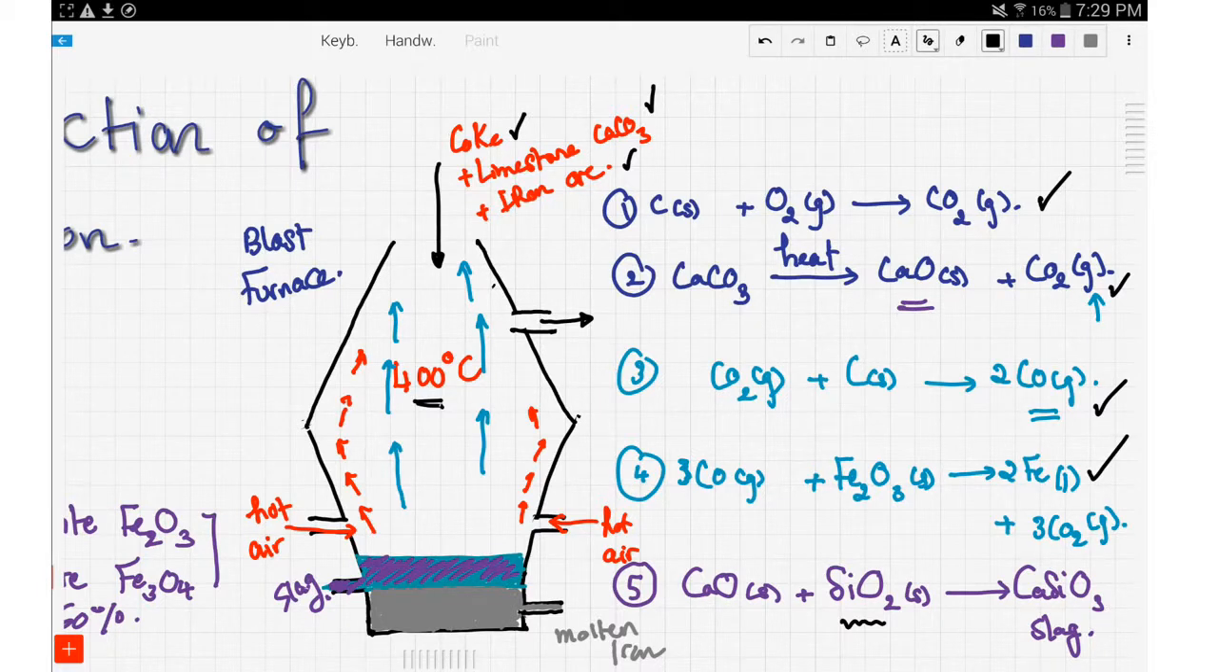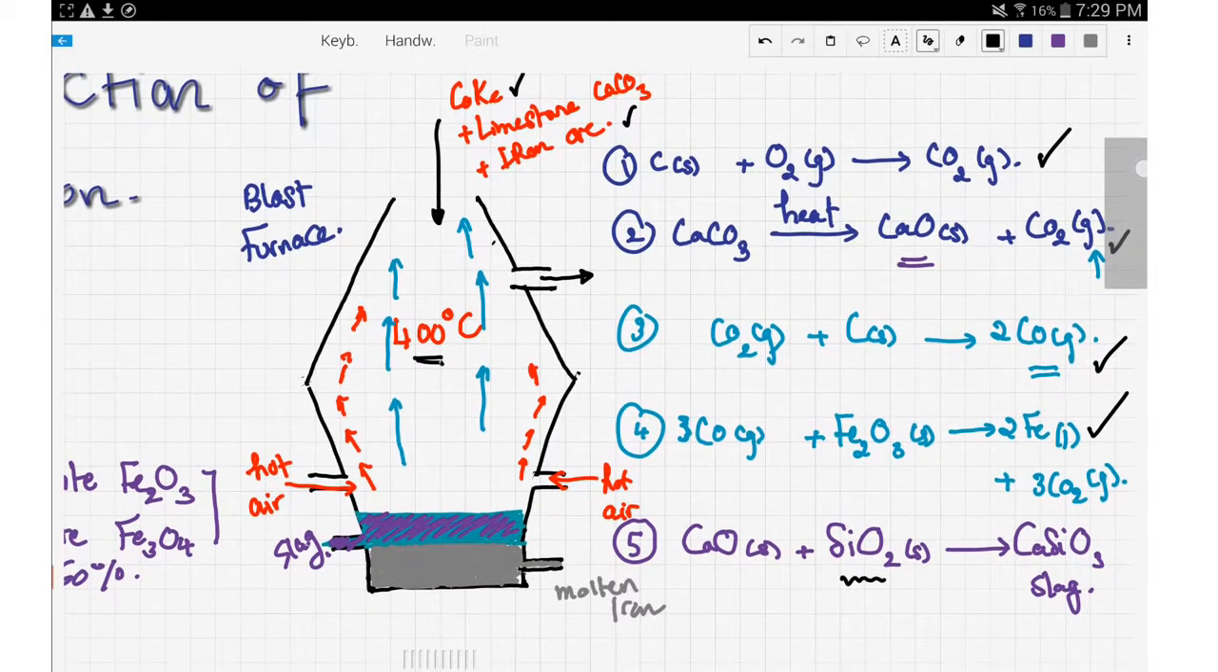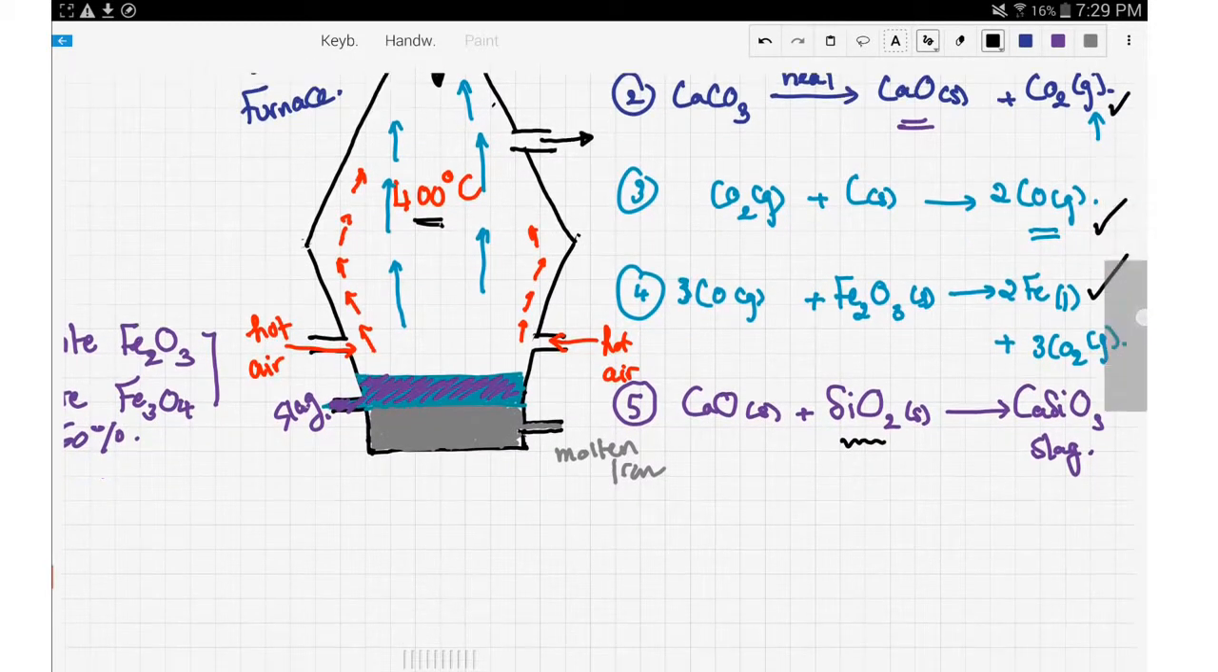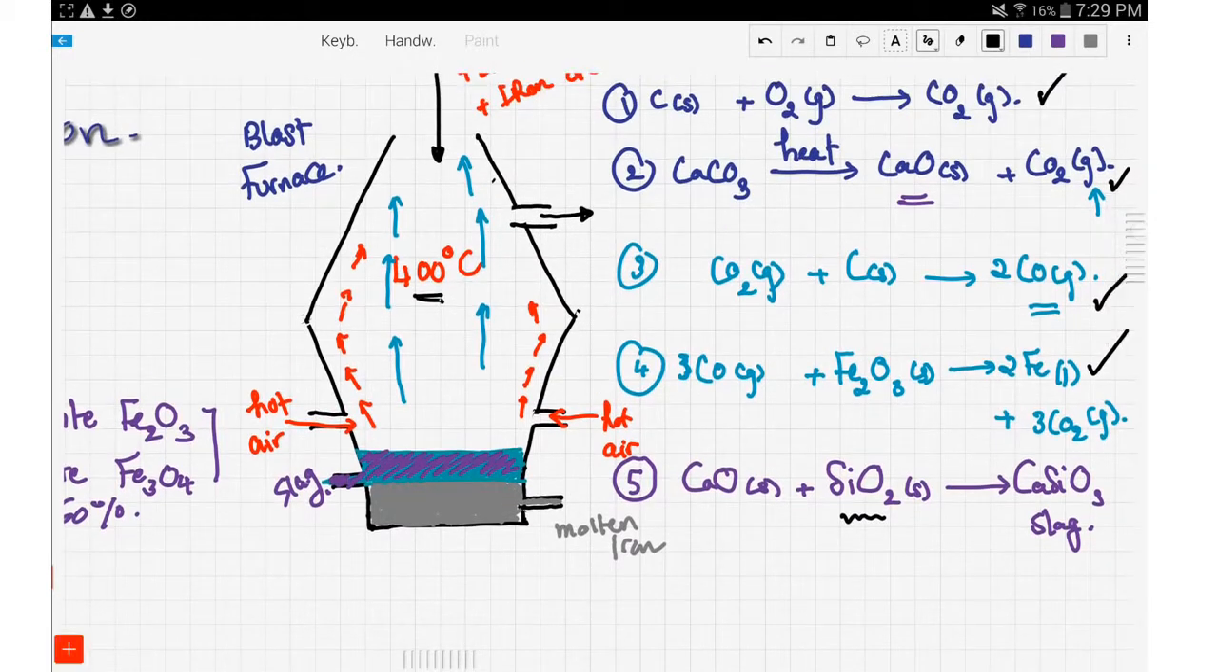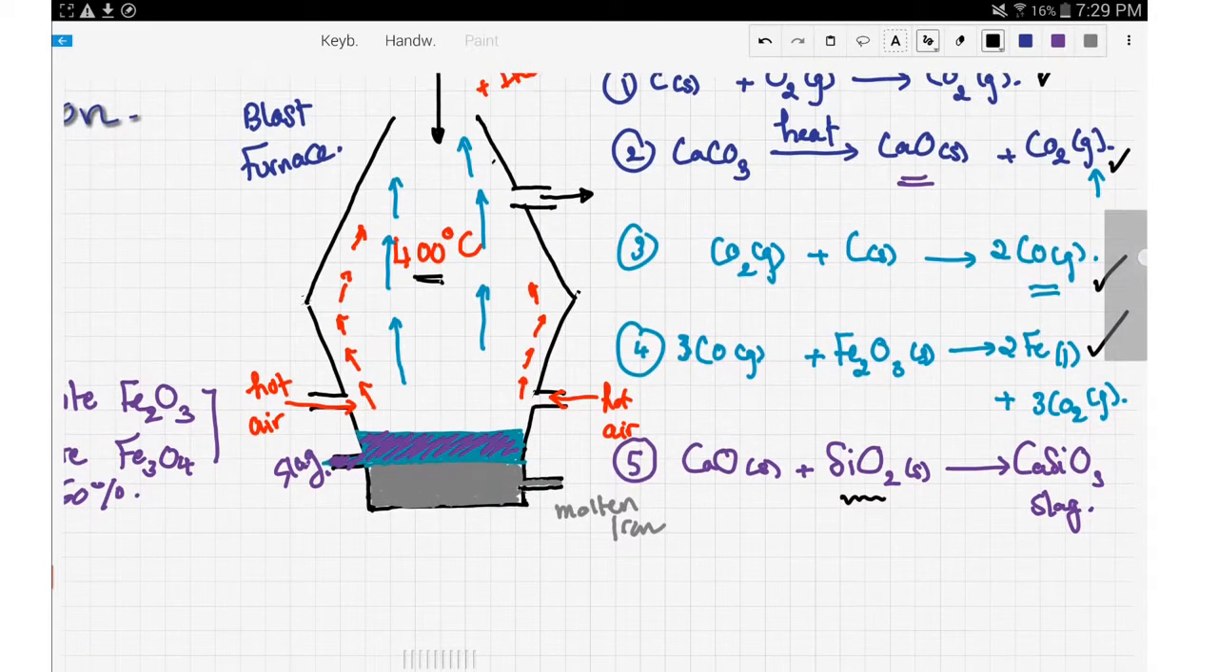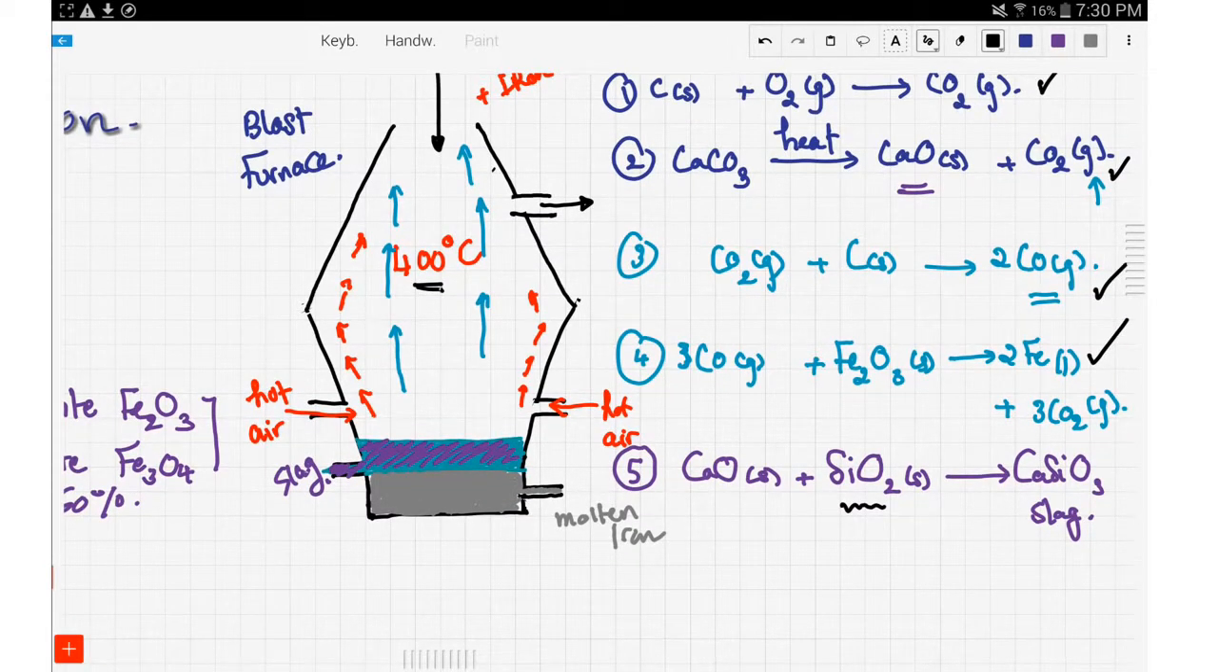Now, let's see. We said that there are products here, such as the slag and the molten iron. The slag is often used in making roads, so it doesn't go to waste. It's actually used for something, and we get our molten iron. It's collected right here. There will be buckets, or I don't know what they use, but there's something here used to collect the slag and the molten iron.